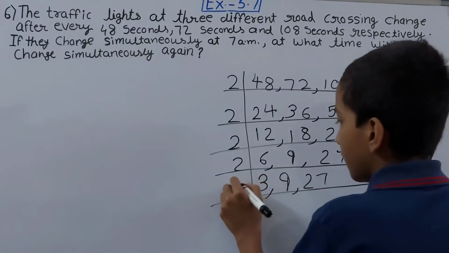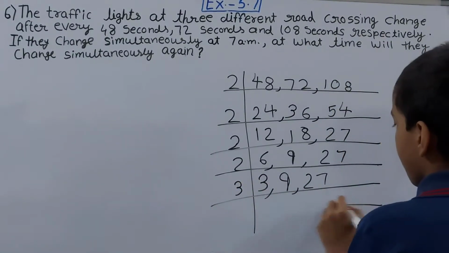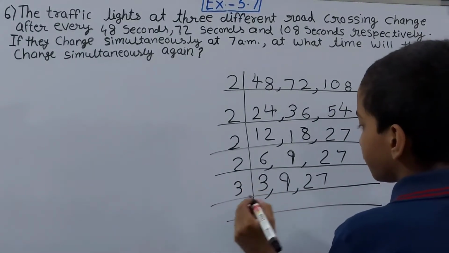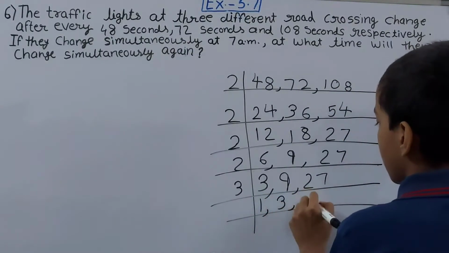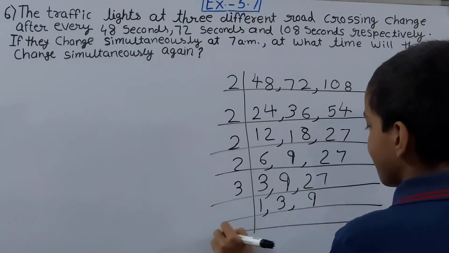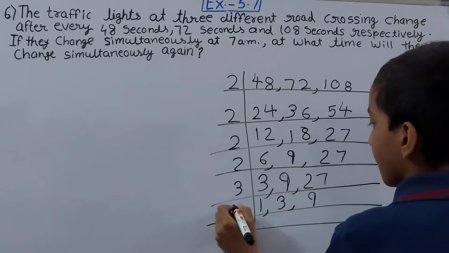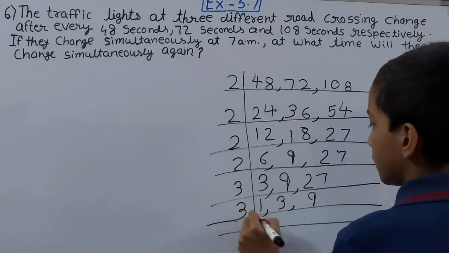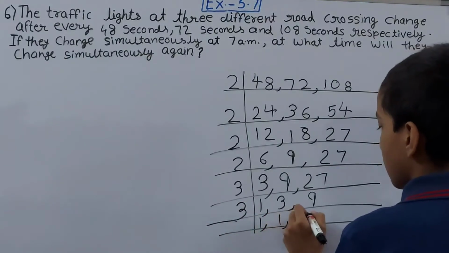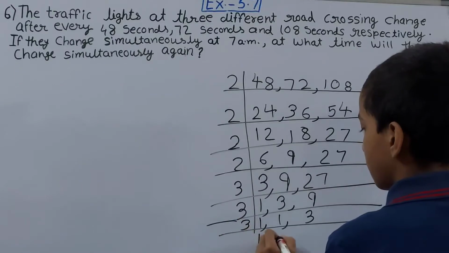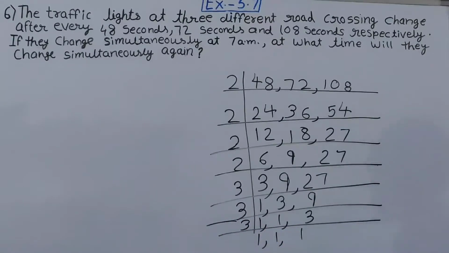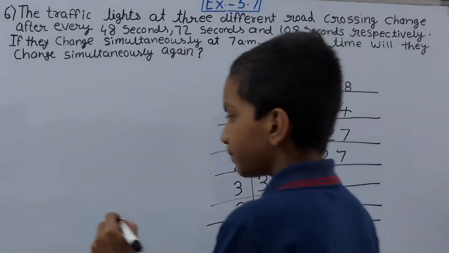So here we are going to take 3. So 3 will go 1 time, 3 goes 3 times and 27 goes 9 times. Okay. And now we are again going to take 3. This will be 1, 3 and now the last one, that will be 3 times 3 is 9, so 1. Alright. So we have done the LCM division. Now let's find the LCM.